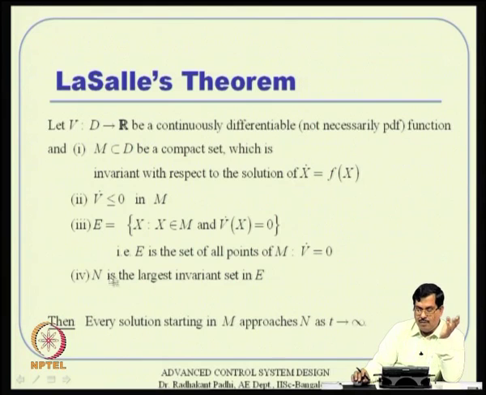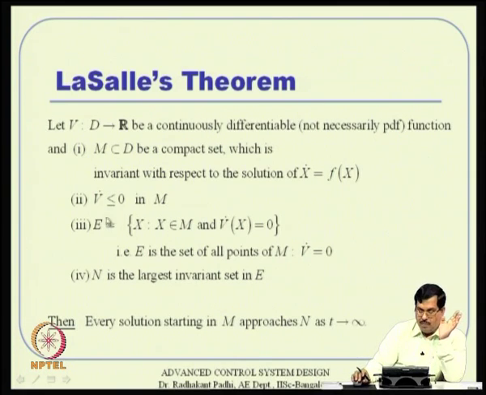Then you define another set, which is the largest invariant set in E. You have to talk about several definitions and notations here. You define M, a subset of D, which is a compact set invariant with respect to the solution of the system, with V dot less than or equal to 0 in that set M. Then you define a set E for which V dot is equal to 0, not less than or equal to 0, but equal to 0. Obviously, E is a subset of M, and then you define another set N, which is the largest invariant set in E, that means N is a subset of E.